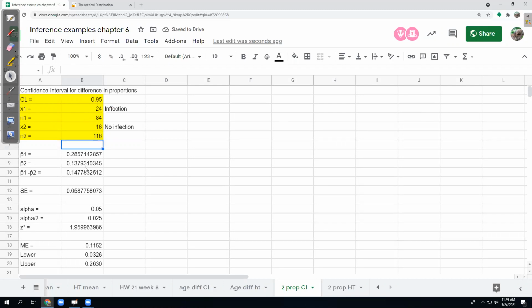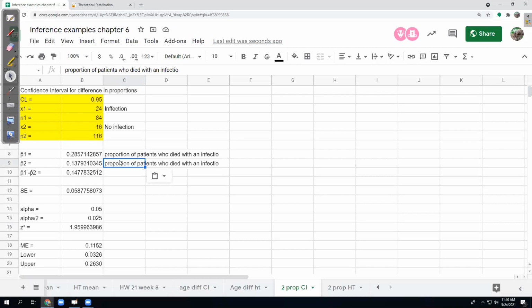And then down below, I have my spreadsheet make the calculations. So p hat from the infection group, let's see, label here, proportion of patients who died. That's that one. Let's grab this one. Proportion of patients who died without an infection. Oops, I missed the N on the end of that one. This one, capitalize that to stand out.